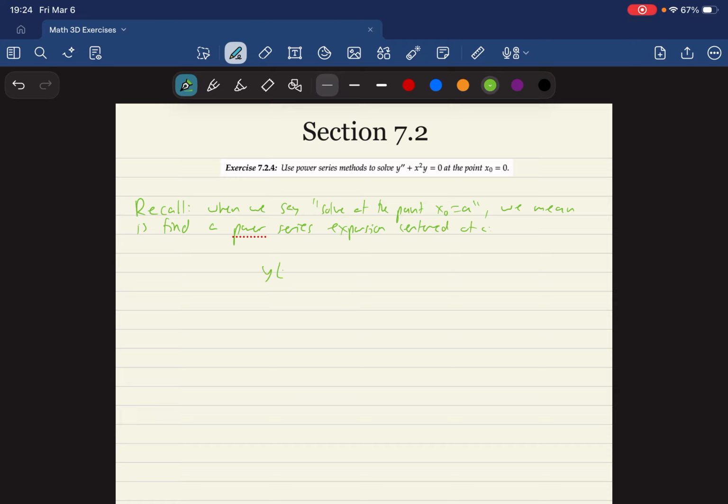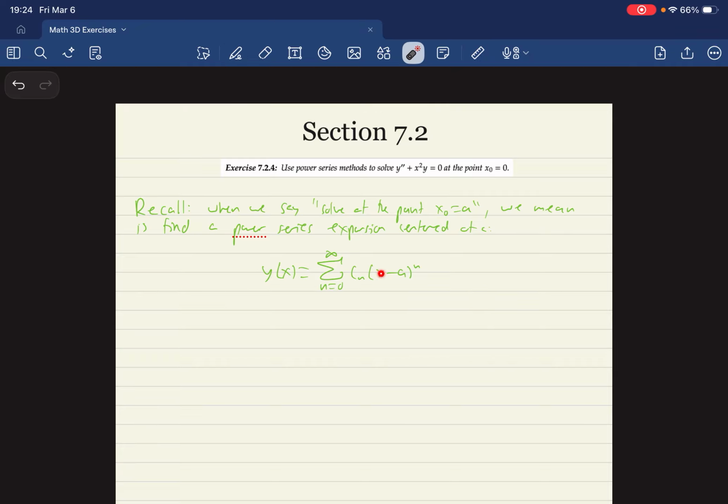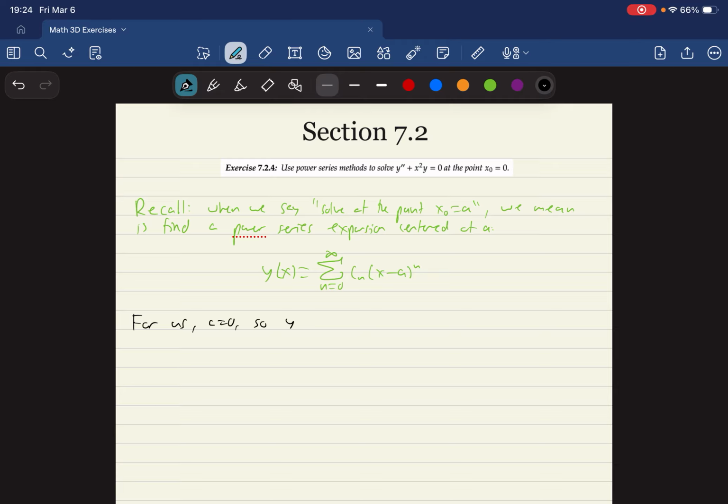So here we need to assume that y of x has the form sum from n = 0 to infinity of c_n, and then by the center, what we mean is that our powers of x are instead going to be powers of (x - a) for our series expansion. So for us, a is equal to 0. So we're going to assume a series solution of the form c_n x^n.